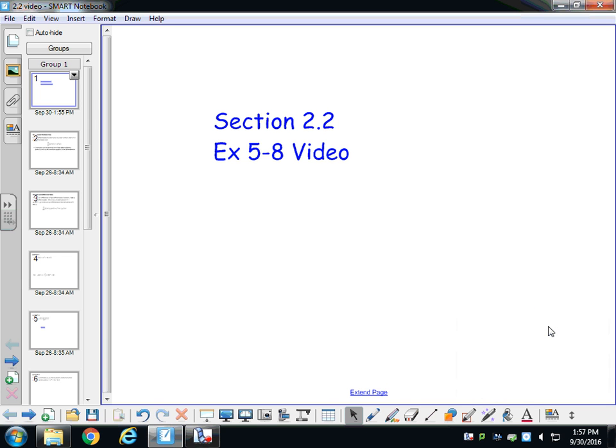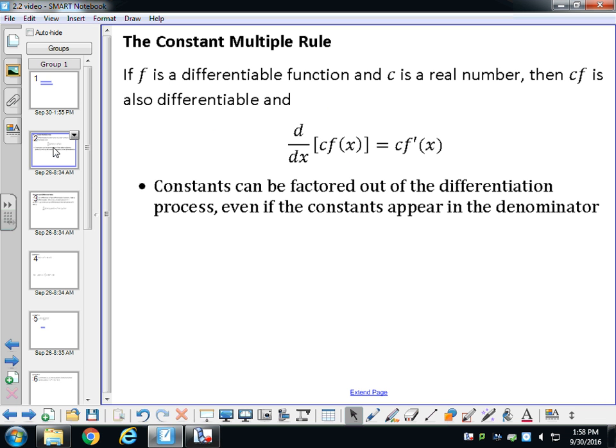Okay, in this video, I'm going to continue section 2.2 and take a look at our next few example problems. Before we do that, there's two rules I want to talk about.